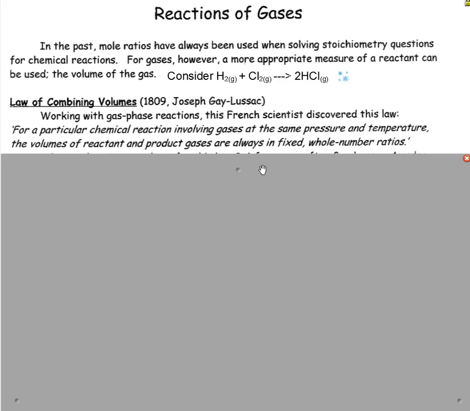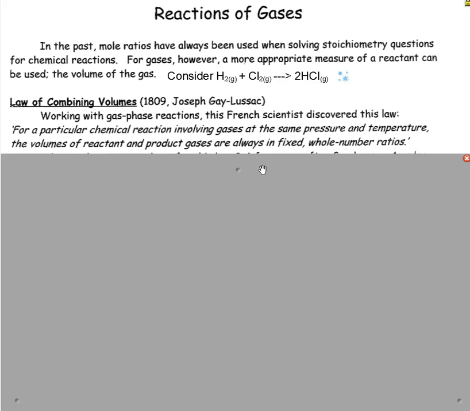And a law is just something that is observed repeatedly to the point where it can be formally stated as a law. For a particular chemical reaction involving gases that are at the same pressure and temperature, the volumes of reactant and product gases are always in fixed whole number ratios. Emphasis there on the volumes, also on fixed whole number ratios. So that's really convenient because we're used to working with whole number ratios for chemical reactions. We would use mole ratios. Now we can use volume ratios.